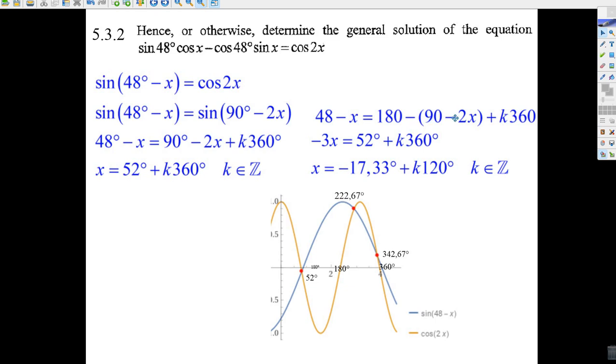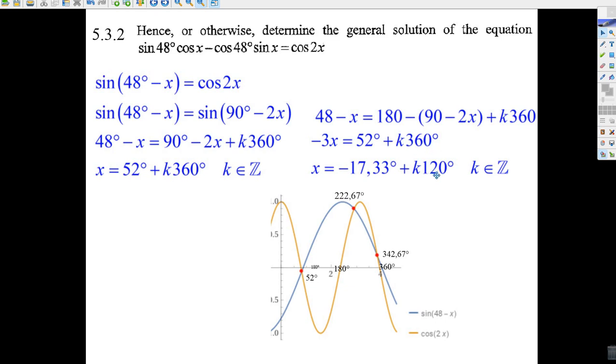But look at this, minus minus 2x. It's going to be plus 2x. Then we take away plus 2x from both sides. We'll get minus 3x. And then we divide by negative 3, and we get x is minus 17.33. But we had to divide this by 3. And because it's plus or minus k, where k is a positive or negative integer, it doesn't matter. You could put minus k, it wouldn't matter, but you've got to divide 360 by 3.